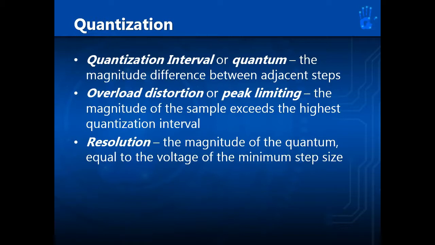Overload distortion, or peak limiting. This is when the magnitude of the sample exceeds the highest quantization interval. Resolution. Resolution is the magnitude of the quantum. This is equal to the voltage of the minimum step size.